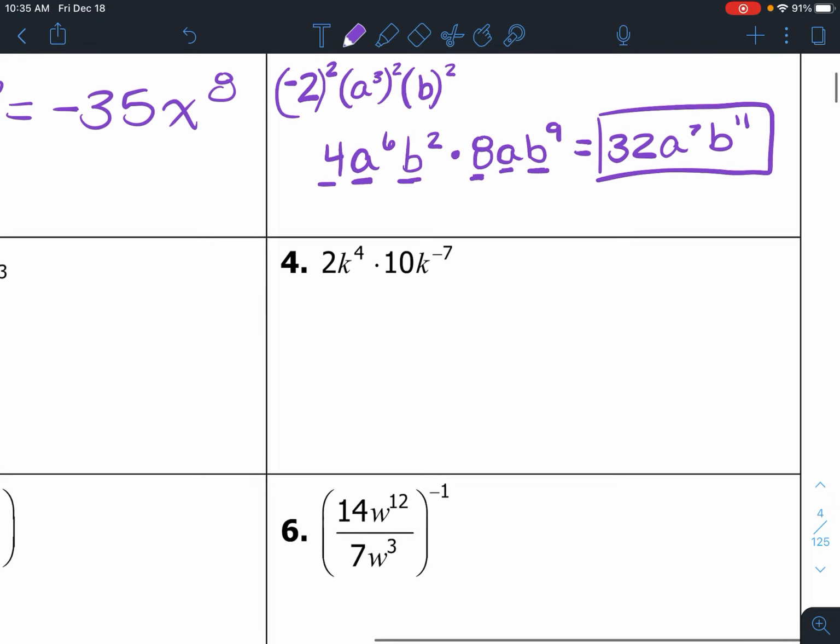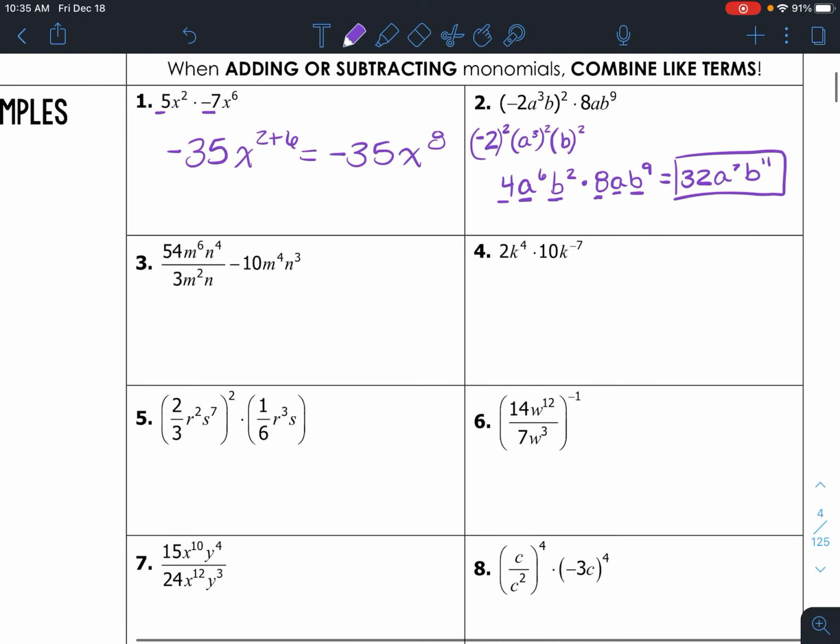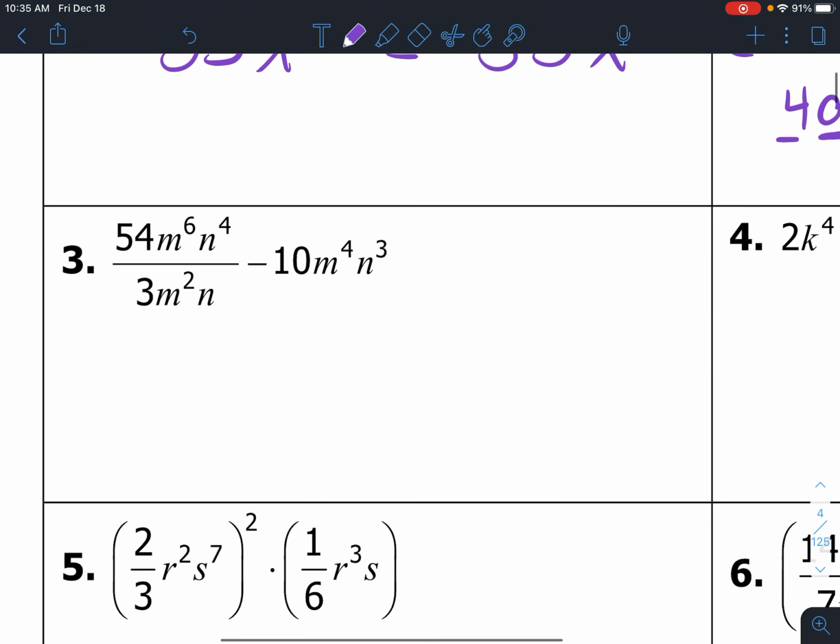Okay, let's look at a division one here. So 54m to the 6th n to the 4th divided by 3m squared n minus 10m to the 4th n cubed. So let's take care of this division first. So what we're going to do is we're just going to divide our like terms. So I'm going to divide 54 and 3, divide the m's, and then divide the n's.